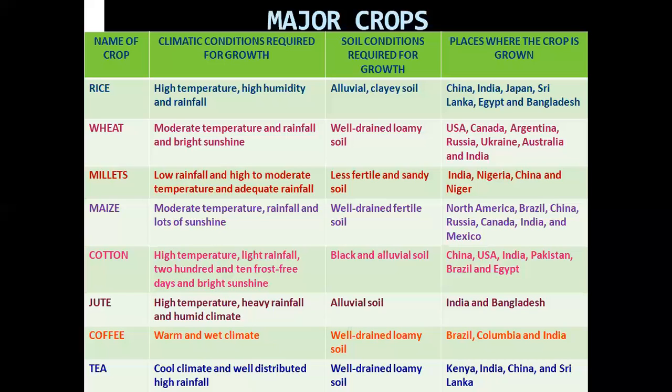Coffee. Coffee requires warm and wet climate and well-drained loamy soil. Hill slopes are more suitable for growth of this crop. Brazil is the leading producer, followed by Colombia and India.